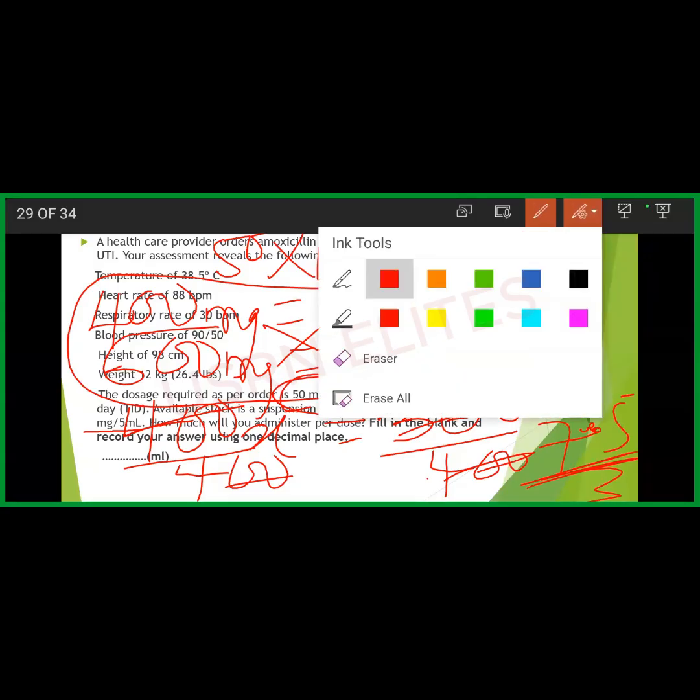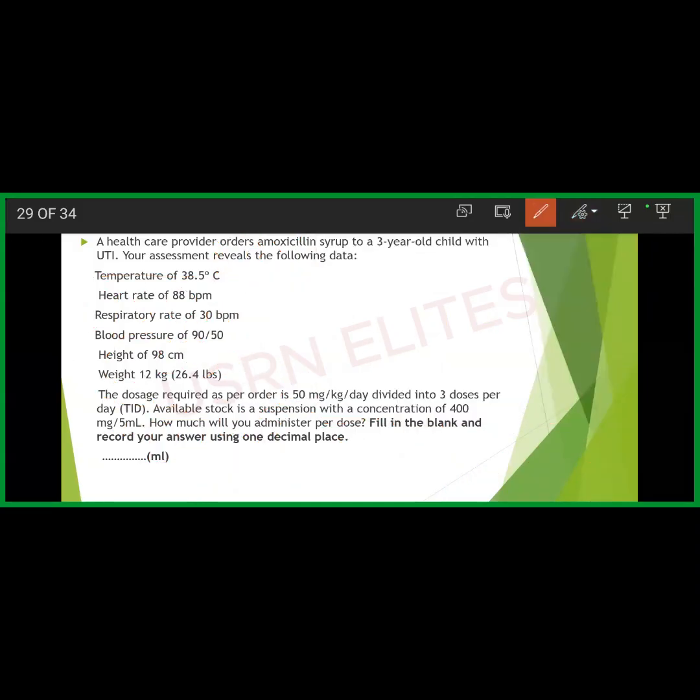So this is one way to do it. Then how I did mine, I also have another way. I think it's a bit simpler. So from the top there, when you take the weight, the weight is 12 kg. Then the order is given as 50 milligram per kilogram body weight in a day. So you take 50 times 12, you get 600 milligrams per day. And this is 3 doses in a day. So you divide this by the 3, you get 200. That is what I did.